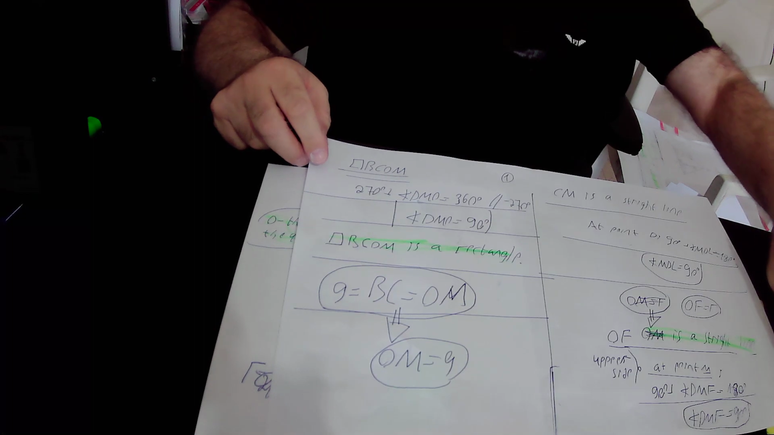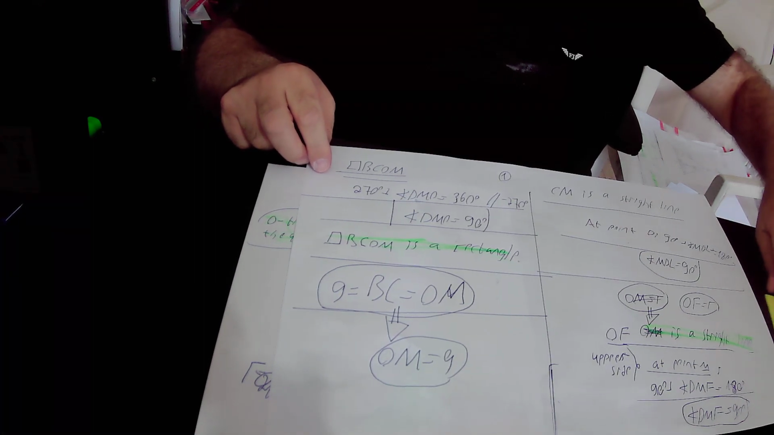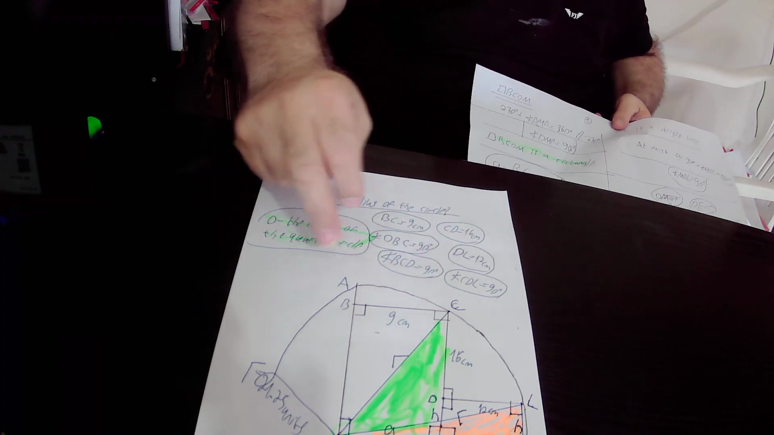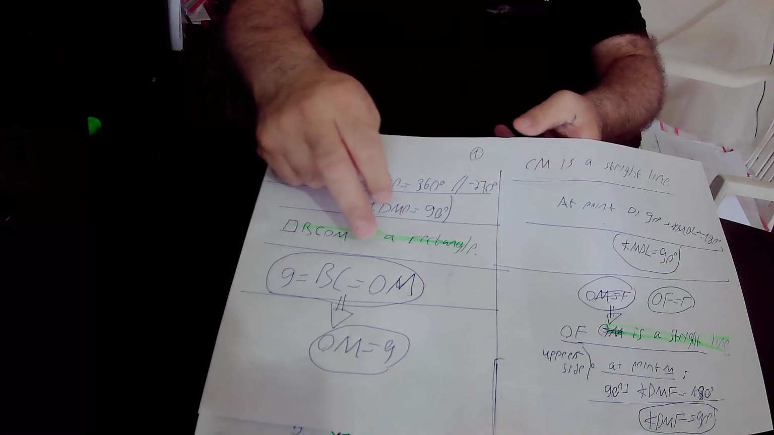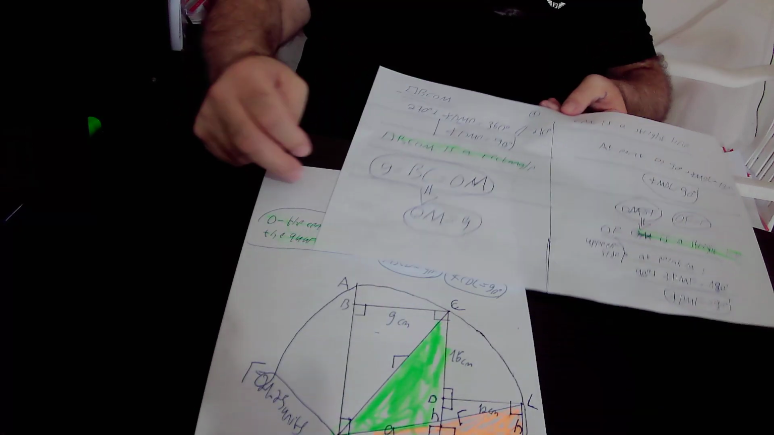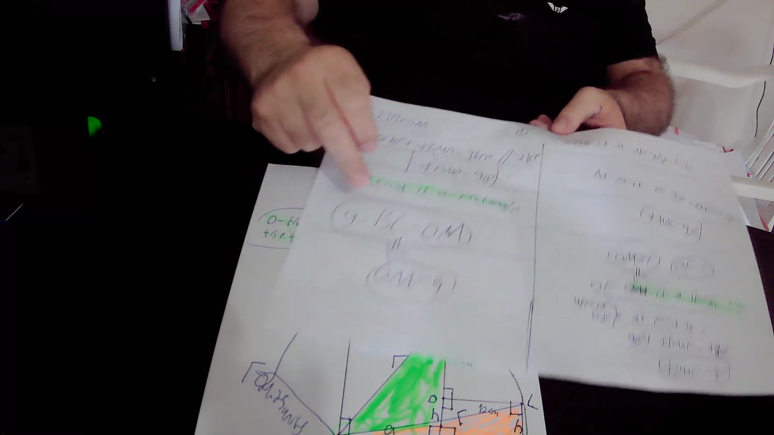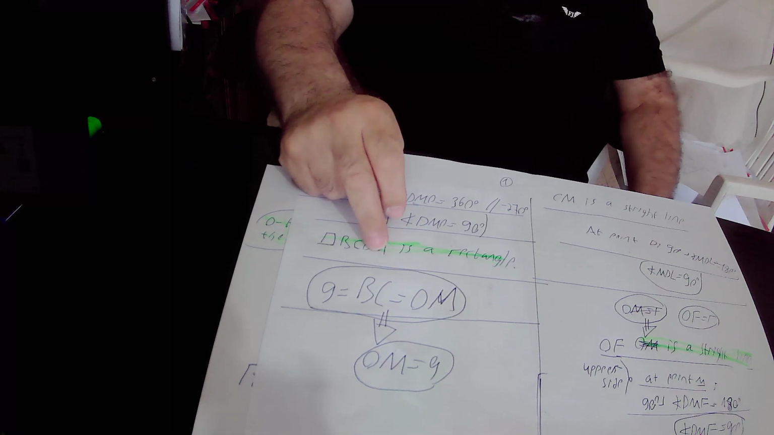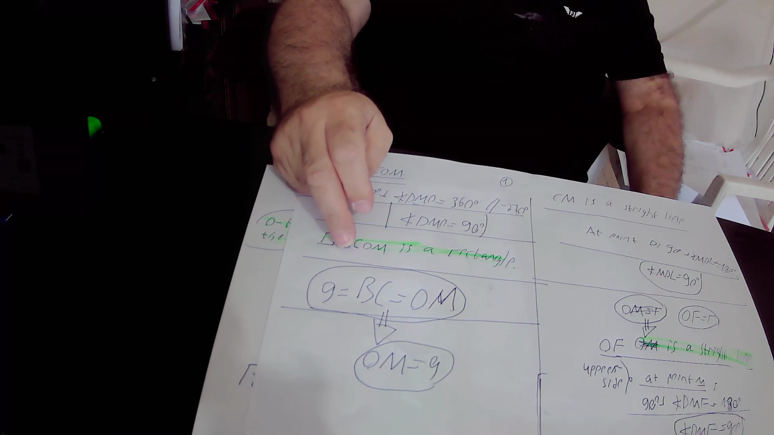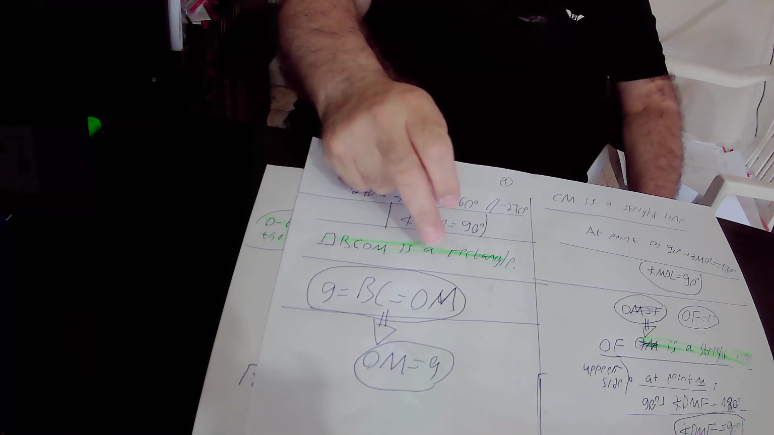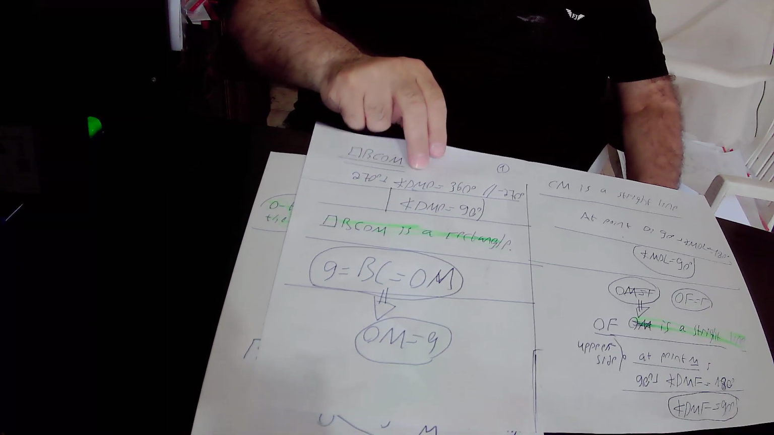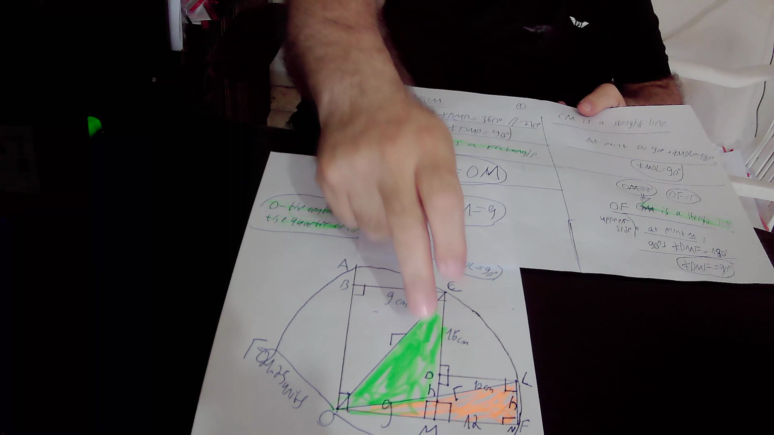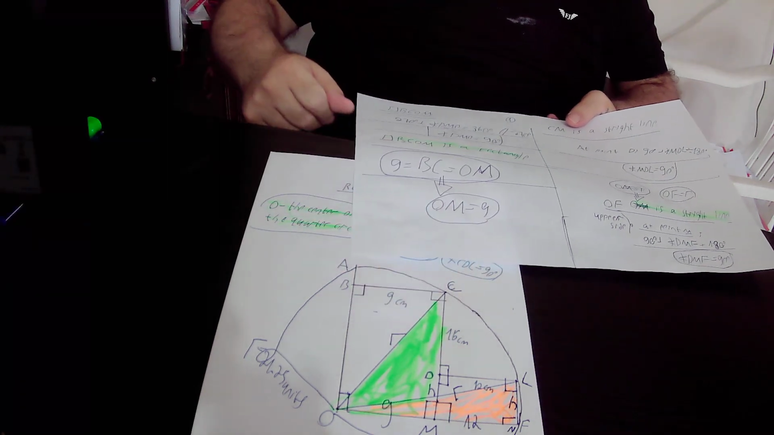And note that the opposite sides of a rectangle are equal to each other. So in rectangle BCOM, side BC must be equal to side OM. According to what is given, side BC equals 9 units. So from BC equals OM, we derive that side OM is also equal to 9 units.